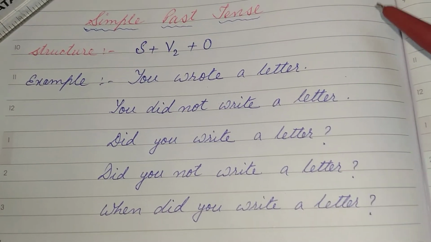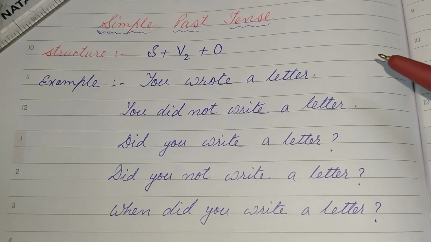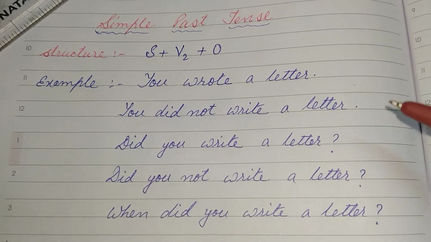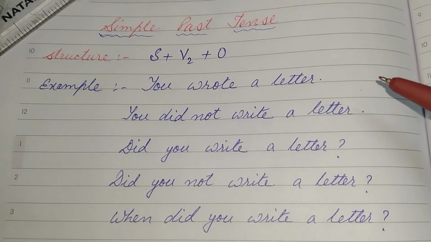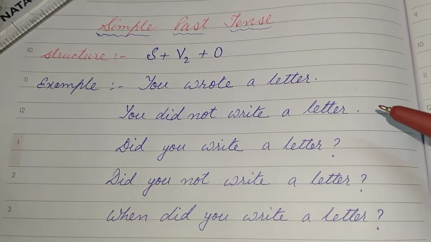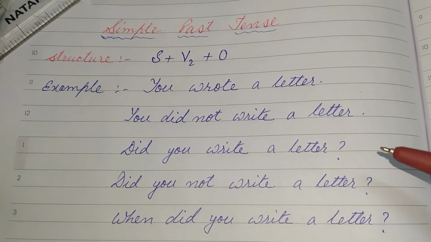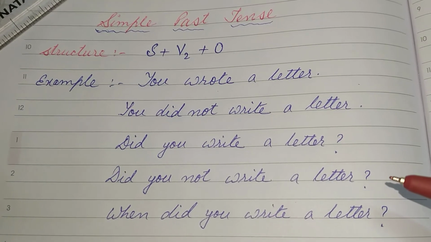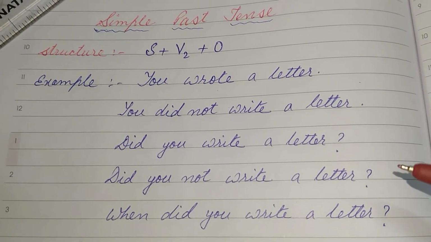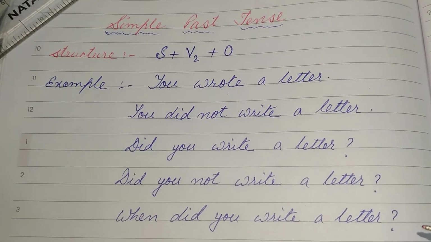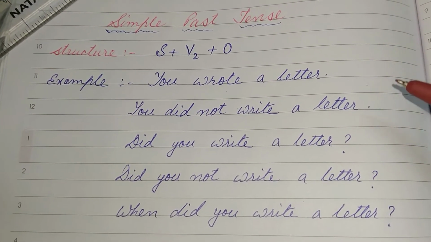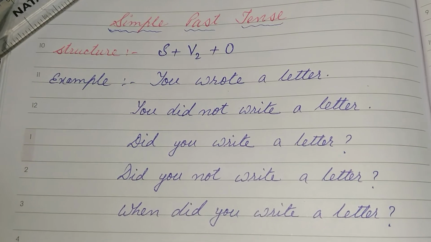So as we have already discussed in the last video, each sentence we will write in 5 formats. The first will be your positive, the second will be your negative, the third one will be your interrogative, the fourth one will be your interrogative in negative form, and the fifth one is with question words. So like this we can write or use simple past.